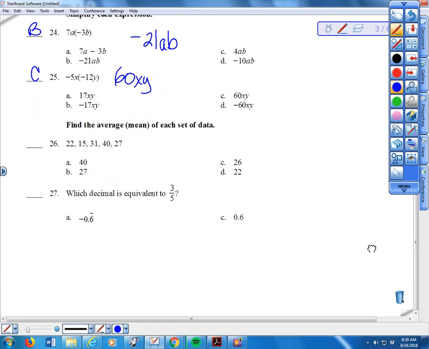How do I find the mean or the average of a set of numbers? You add them all up and divide by how many integers there are. Yep. 22 plus 15 is 37. 37 plus 31 is 68. 68 plus 40 is 108. 108 and 27 is 135. That's the sum. And divided by 5. 5 goes into 13 twice. Remainder 3. 35, 7. 27. Oh, 27.